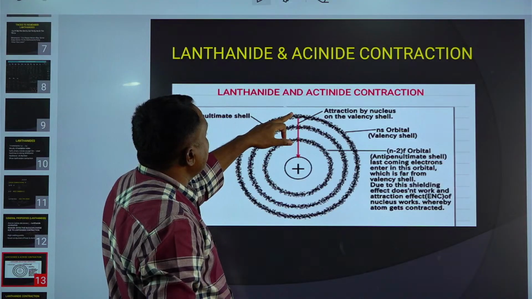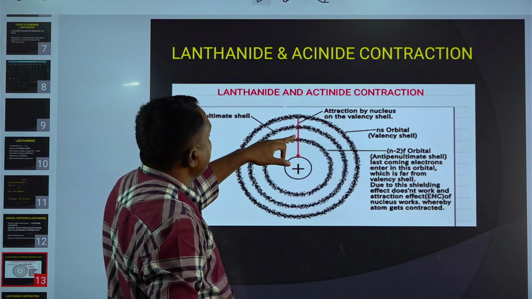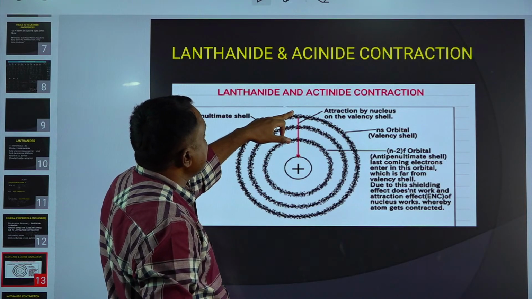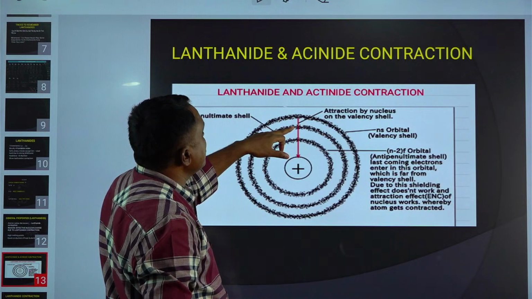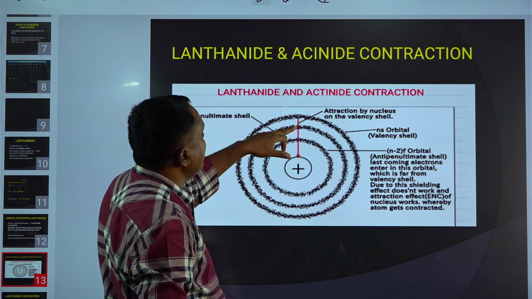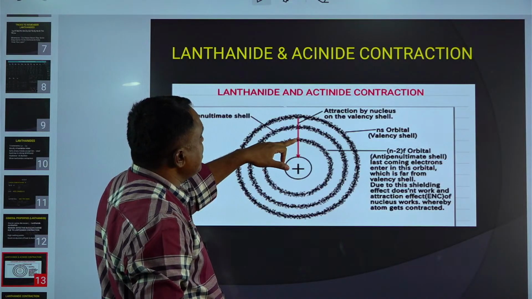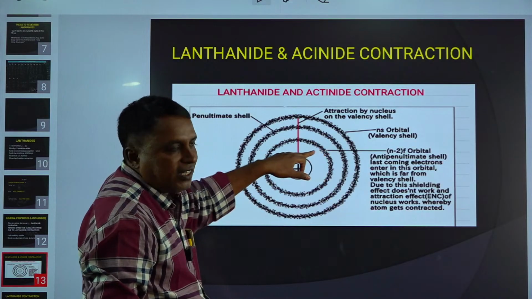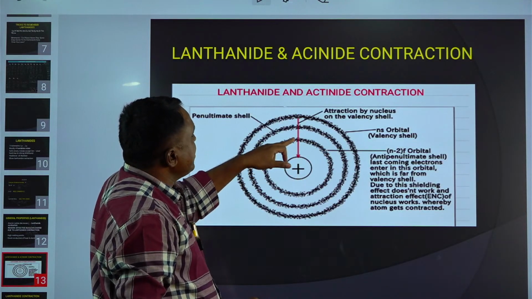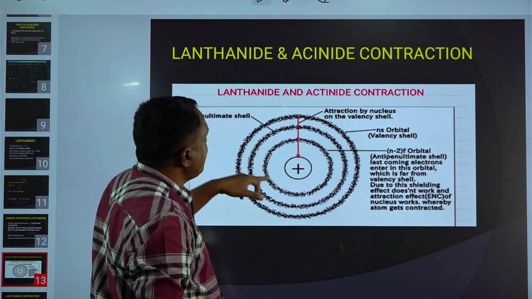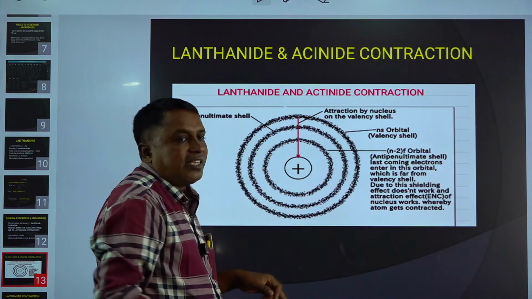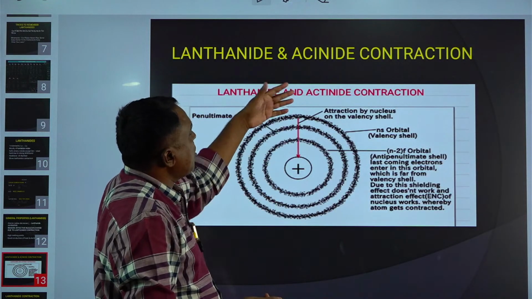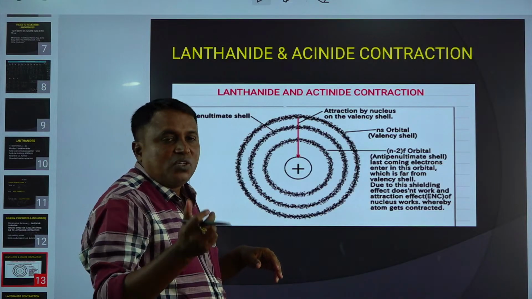So the last electron usually enters into this. This is the anti-penultimate shell, this is the penultimate shell, this is the ultimate shell. This is 6s, this is n-1 d, the 5d, this is the n-2 f, the 4f. Usually this 4f orbital has a poor shielding effect. That's why these 4f orbitals never act as a shield or a screen. Therefore, they cannot screen the outer electrons from the nucleus.